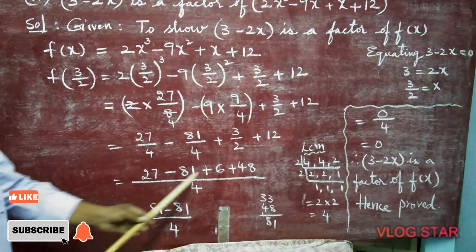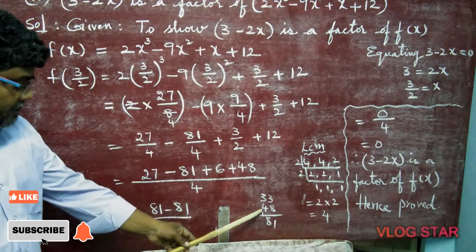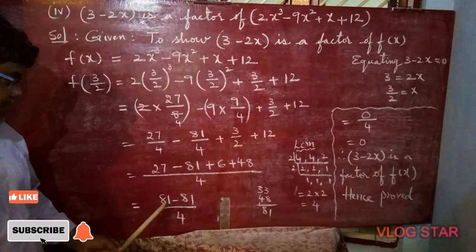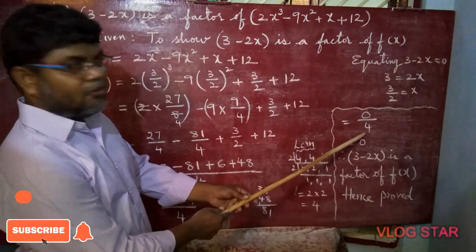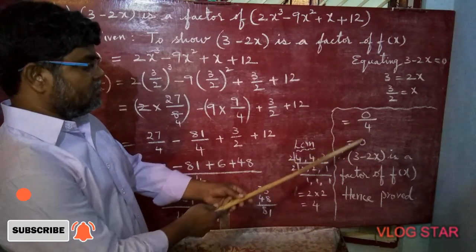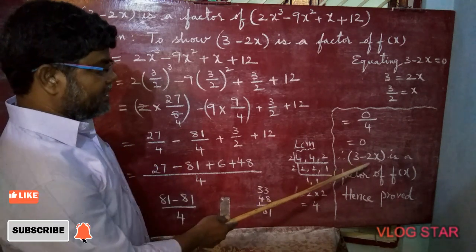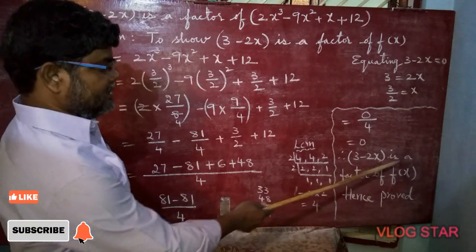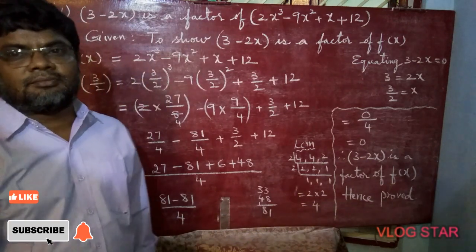So when you add all the positives, you'll get 81. 33 plus 48, 81 minus 81 by 4, 0 by 4. So we got the answer 0. 4 goes in 0, 0 times. Therefore, 3 minus 2x is a factor of f of x, hence proved.